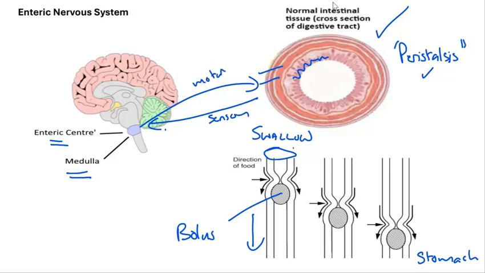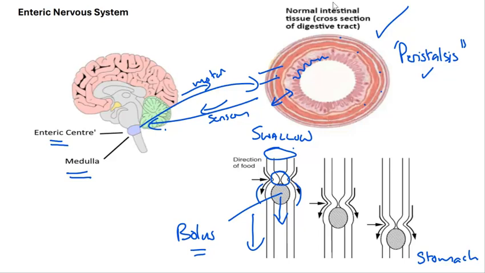So with the swallow reflex, what happens is that the wall of the peristaltic region is stretched, and those stretch receptors in the wall send their impulses to the enteric center. The enteric center then sends an impulse along motor nerves to the muscular wall of the esophagus, causing contraction in this area here, which pushes the ball of food, the bolus, downward.